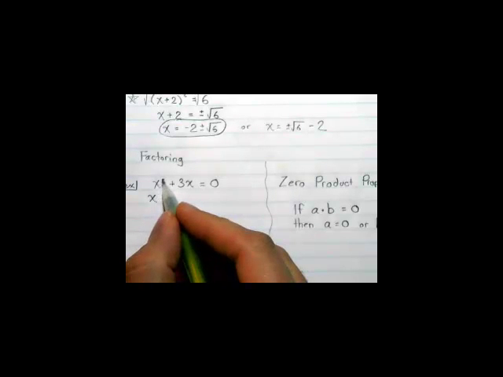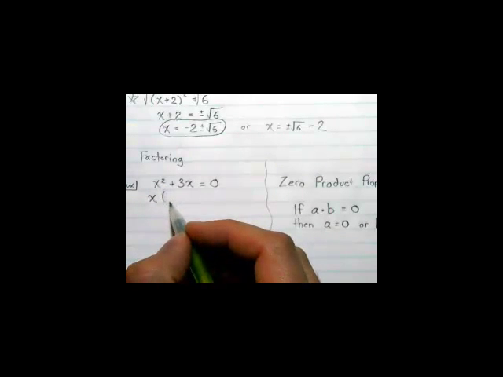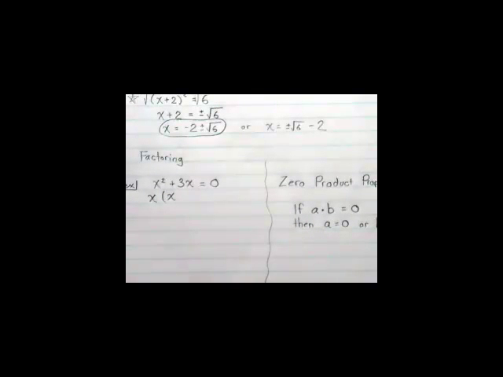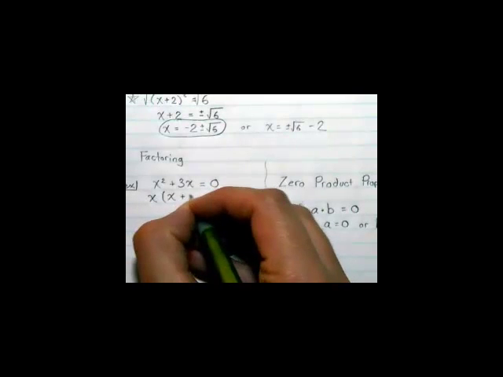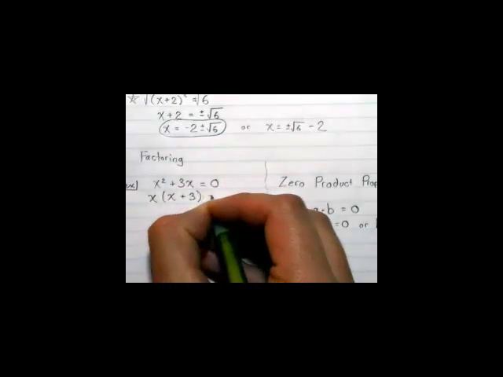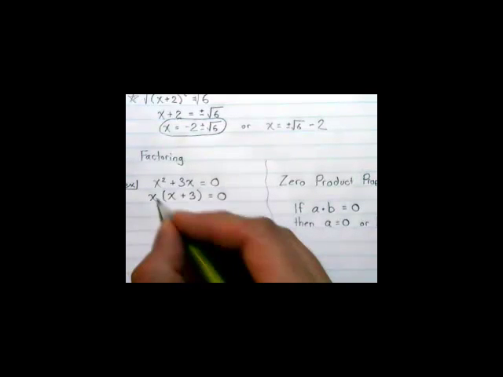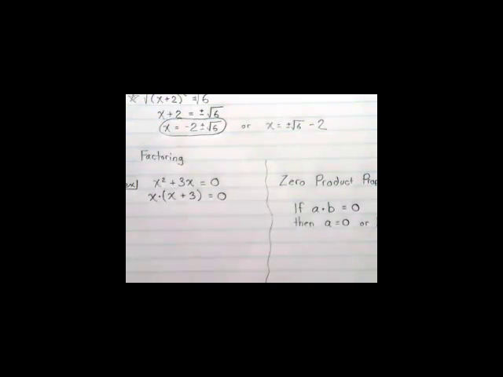Well, this was x squared, so what's left over from that if I take an x out of it? It's the other x, right? Because x times x is x squared, right? Plus 3. Okay, do you see the multiplication now? It's right here. Okay, so my A in this case is x, and my B is x plus 3. Those are the two things I'm multiplying together.